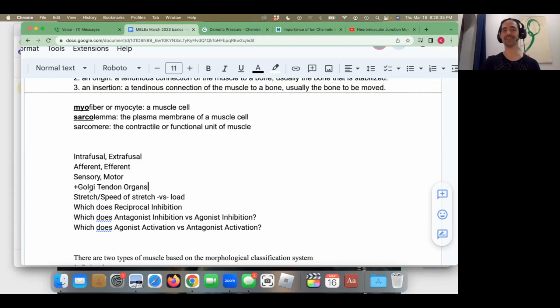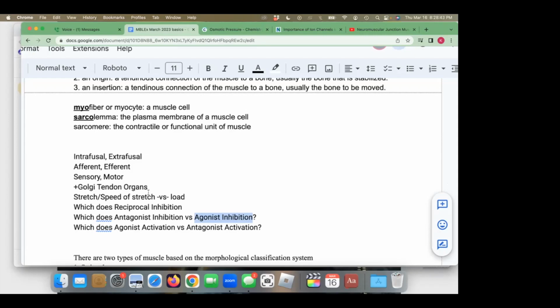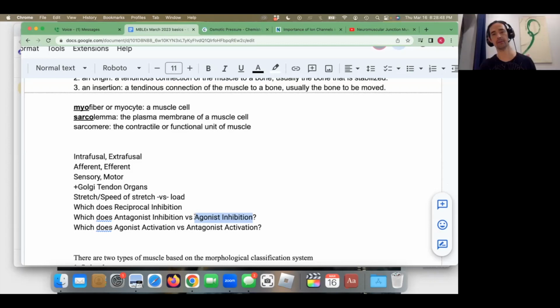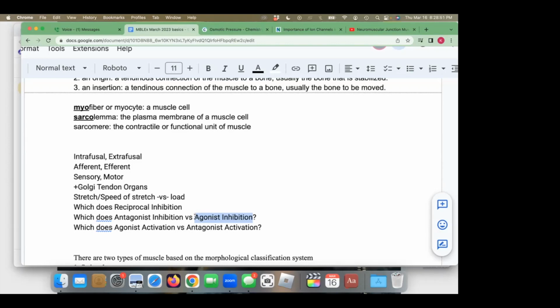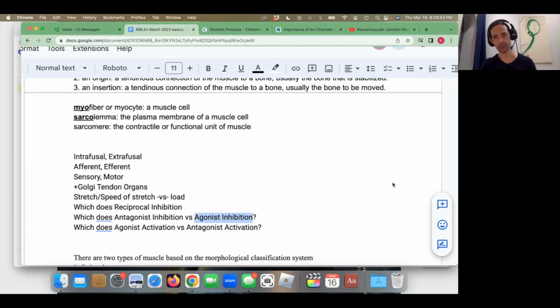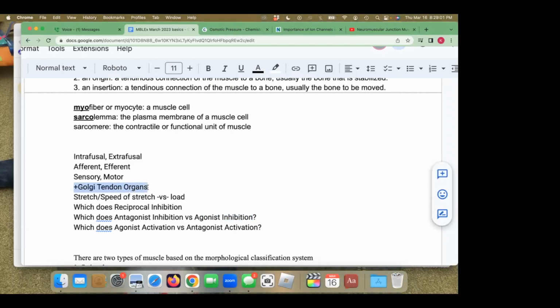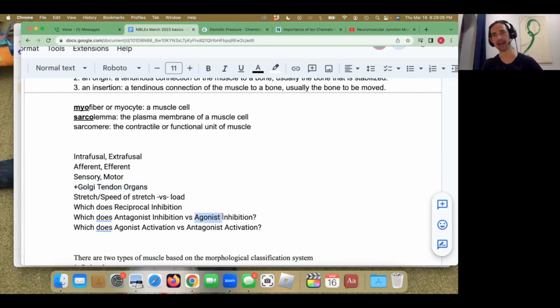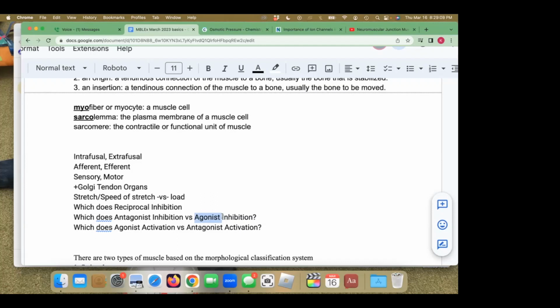Good. Force is detected by the Golgi tendon organs, which results in agonist inhibition. That is agonist inhibition, not antagonist. Now two of you are not speaking. Okay, let's do it again. Force is detected by the Golgi tendon organs, which results in agonist inhibition.